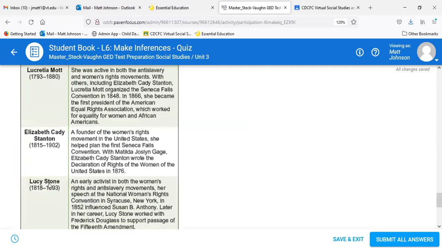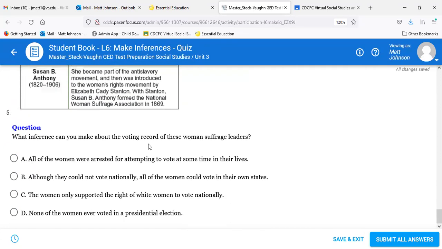And 5, our last one here, Etta, could you read number 5 for us, please? Okay. What inference can you make about the voting record of these women suffrage leaders? A, all of the women were arrested for attempting to vote at some time in their lives. B, although they could not vote nationally, all of the women could vote in their own states. C, the women only supported the right of white women to vote nationally. Or D, none of the women ever voted in a presidential election.